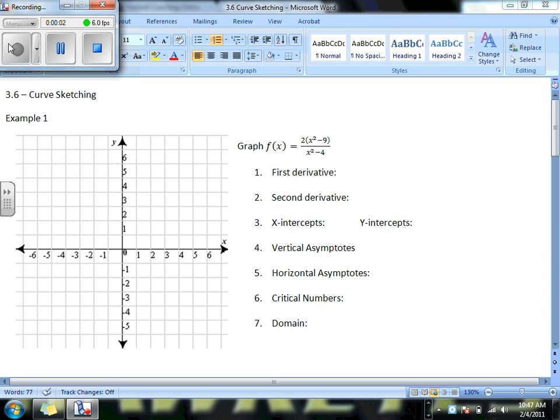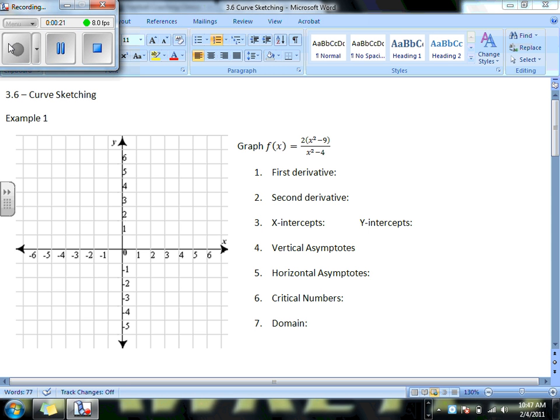Okay, this section, 3.6, is about curve sketching. We did a little bit of this last year in pre-calculus, but we're going to do a different level. We've learned a bunch about graphs and their behaviors. We've taken the first derivative and looked to see whether it's increasing or decreasing. And then we've taken the second derivative and looked at whether it's concave up or concave down.